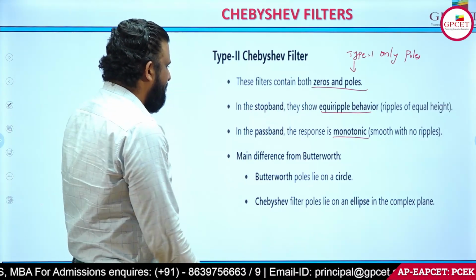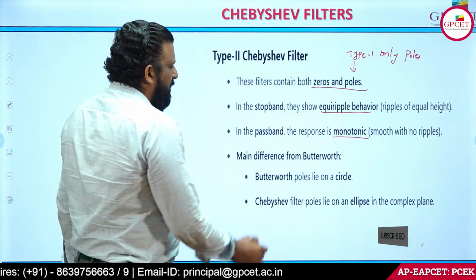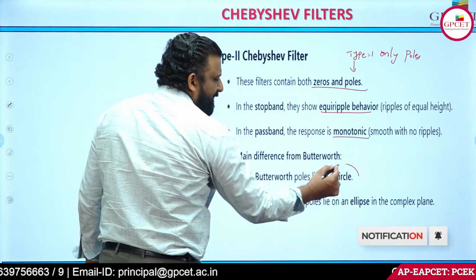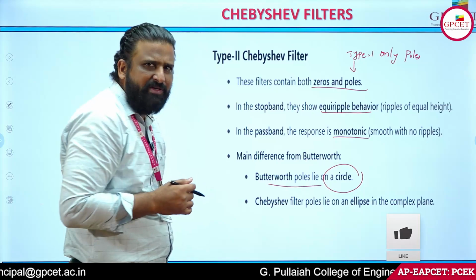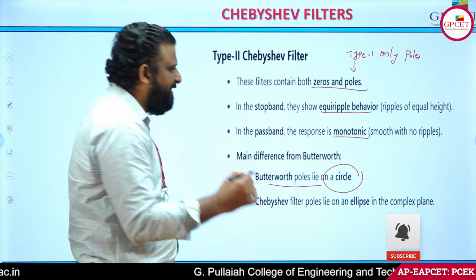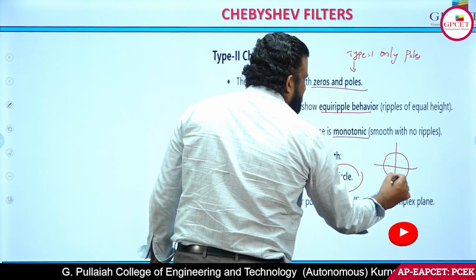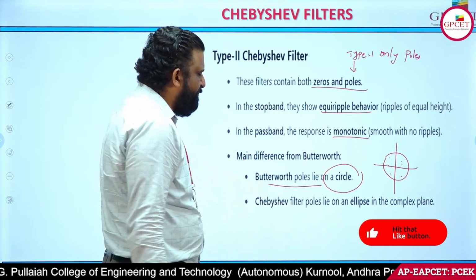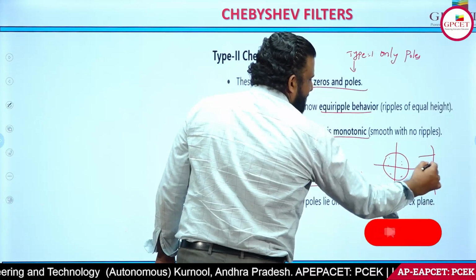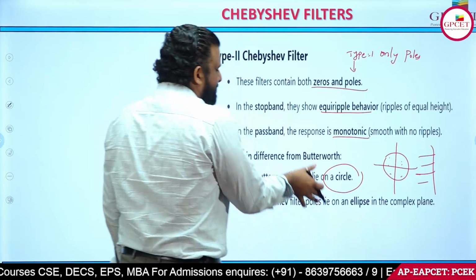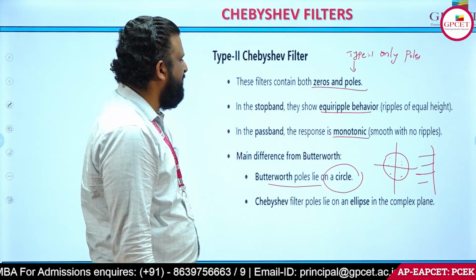So here is the main difference when we compare the Chebyshev with the Butterworth. All the poles of the Butterworth filter lie on a circle. This is one of the main points. When we compare the Chebyshev filter with the Butterworth filter, all the Butterworth poles lie on a circle, whereas the Chebyshev filter poles lie on an ellipse in the complex plane. So these are the 2 main differences from the Butterworth filter.